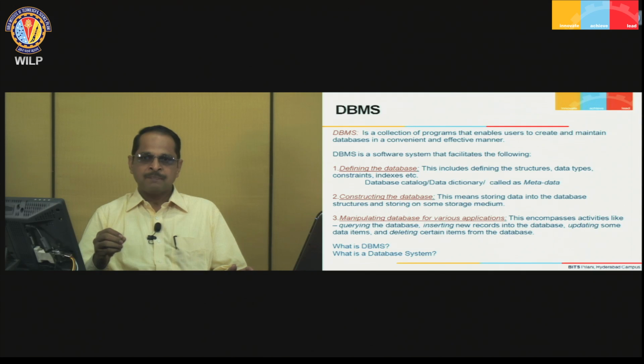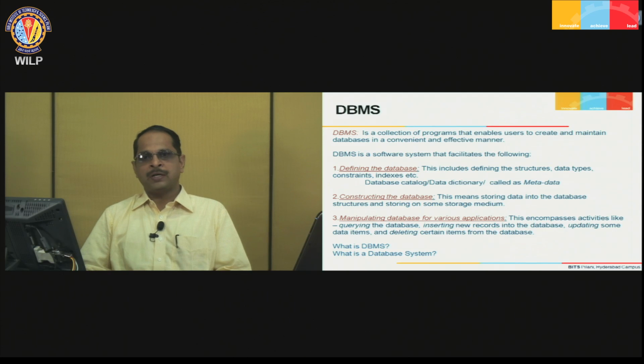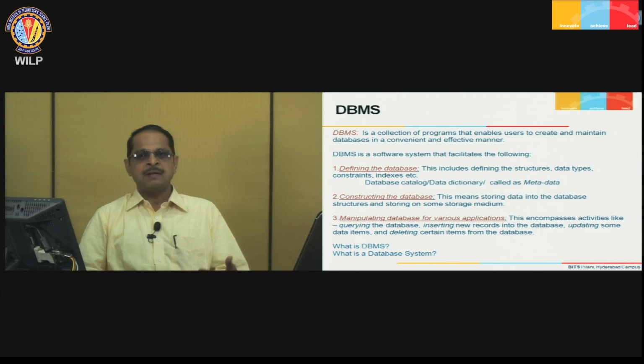When we define this, that is how we have defined the database, and all these descriptions about the database or definitions about the data items or the database structures are stored in the database catalog or data dictionary, and we also call it metadata. It is data about the data.